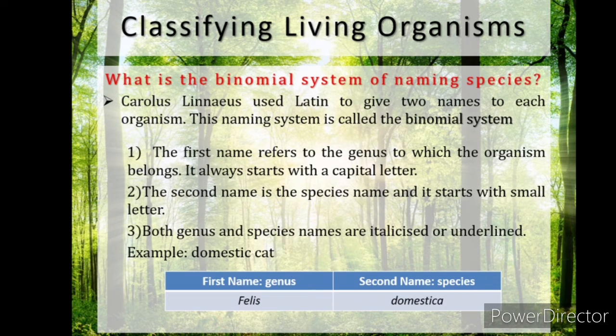What are the rules to follow in giving binomial names? Rule number 1. The first name refers to the genus to which the organism belongs. It always starts with a capital letter. Rule number 2. The second name is the species name and it starts with a small letter. Rule number 3. Both the genus and the species names are italicized or underlined.